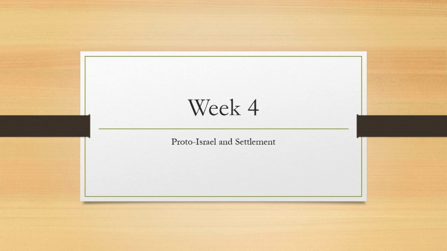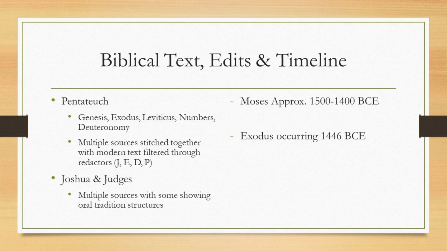Now, maybe I should just speak a little bit about the biblical text and some edits and a bit about the timeline here. A lot of the information that we have is taken from the Pentateuch. The Pentateuch literally means the 5 books. So we have the first 5 books of the Bible: Genesis, Exodus, Leviticus, Numbers, and Deuteronomy.